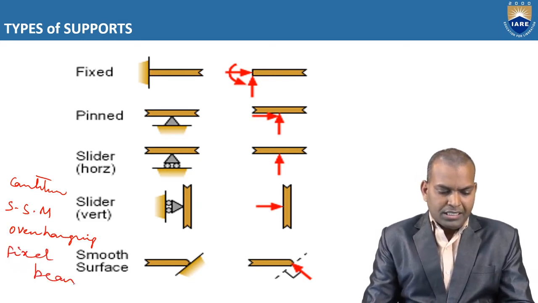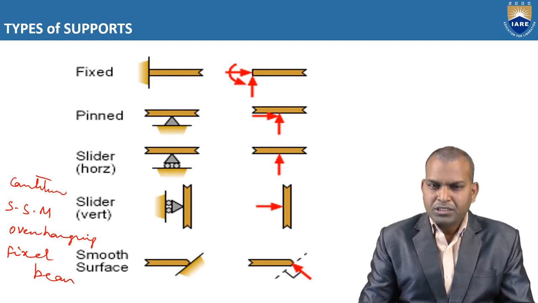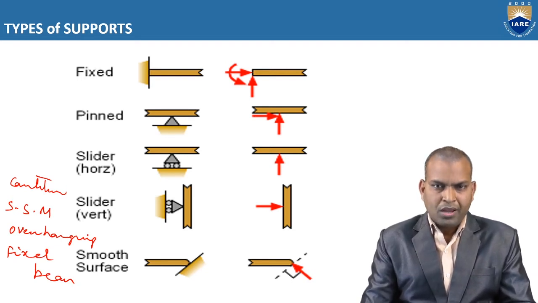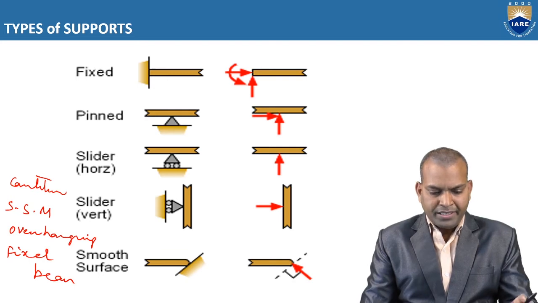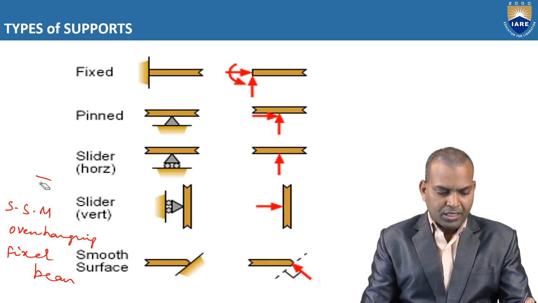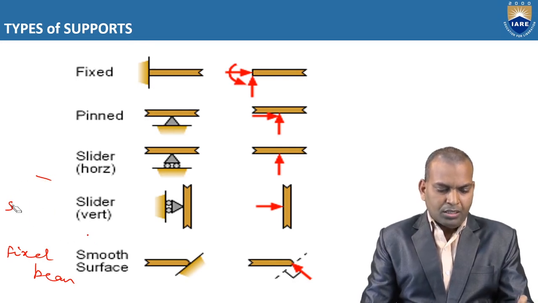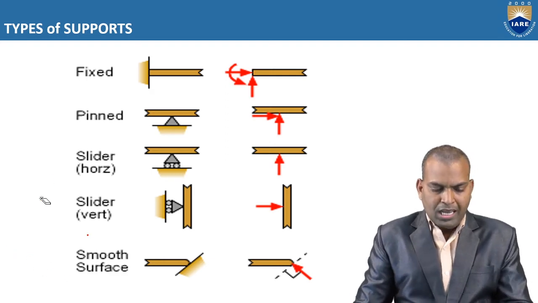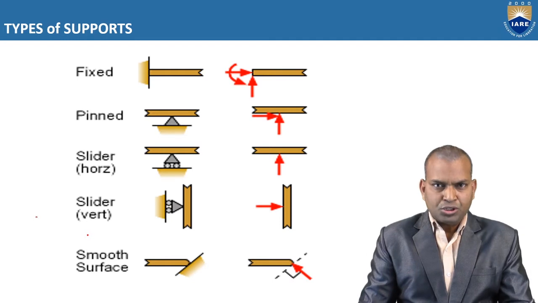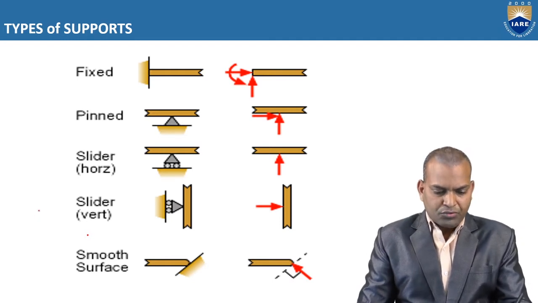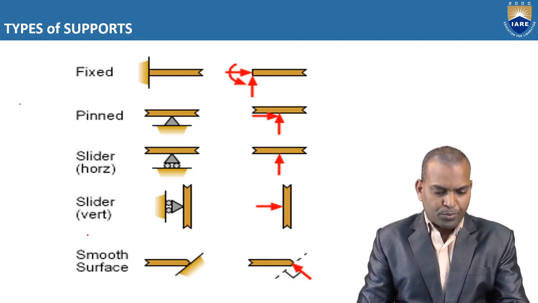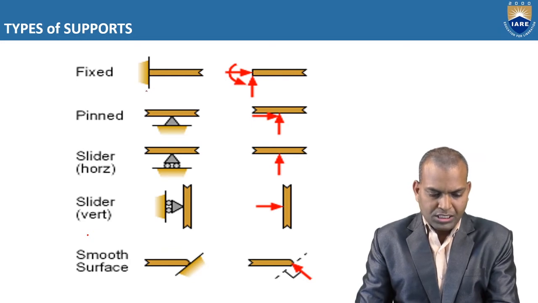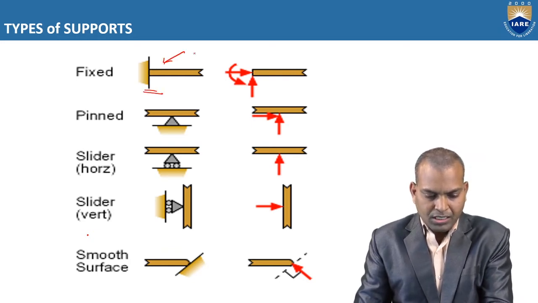Here each beam is supported by different supports. What are they? The supports are number 1, fixed support, number 2, roller support, and number 3, pinned support. First of all, the fixed support. Here the fixed support consists of, for this cantilever beam, this is a cantilever beam.